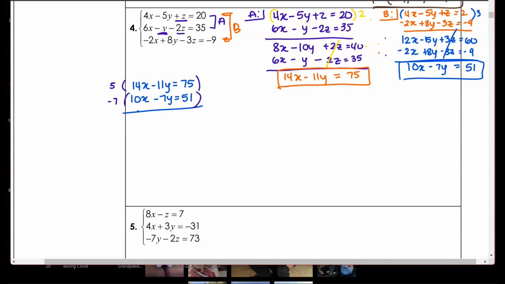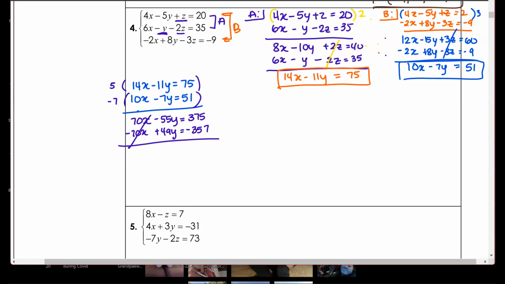So in doing so, I'm still going to end up with some large numbers, but they're not going to be as large as if I eliminated the y. It's your choice. You can eliminate the y if you want. So in multiplication, I'm going to end up with 70x on the top minus 55y equals 375. On that bottom, I'm going to end up with negative 70x. Remember, because we're multiplying out that negative, it's going to be plus 49y. And that's going to equal negative 357. Notice our x's are gone.